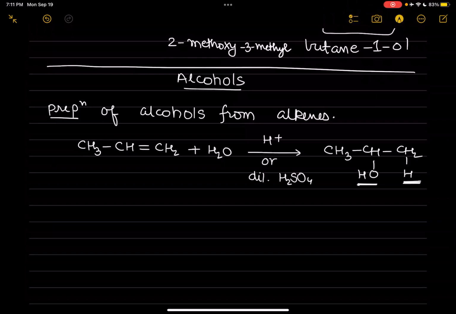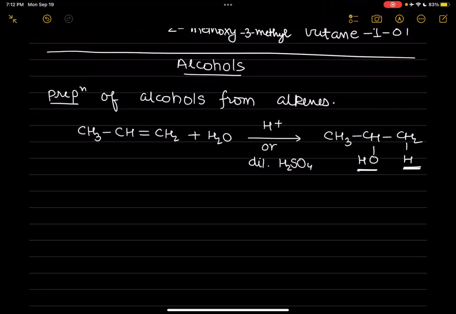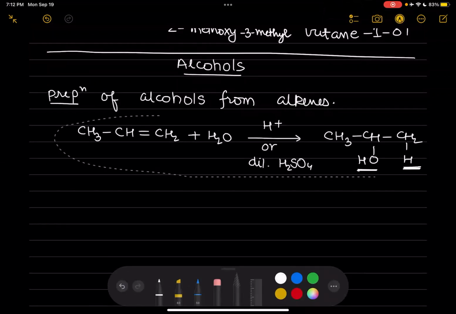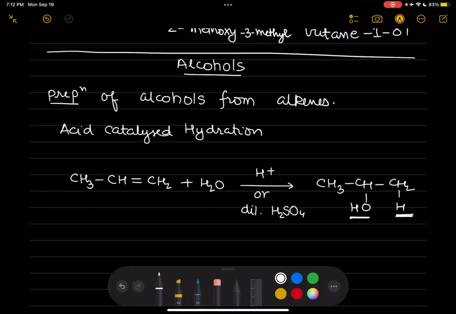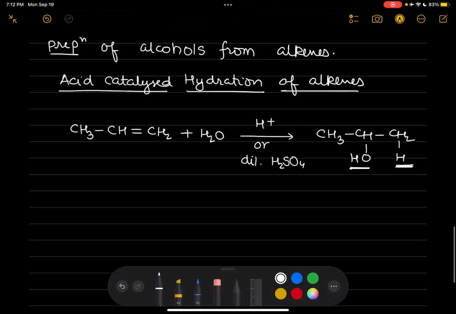So which is this catalyst? Tell me. Dilute H2SO4. Okay. So what is this method known as? Overall, whatever we discussed, we can write it together. The method is known as acid catalyzed hydration of alkenes. Acid catalyzed means because you are taking a dilute H2SO4 as a catalyst. Hydration means addition of water to alkenes. This is the method, and we are adding water.